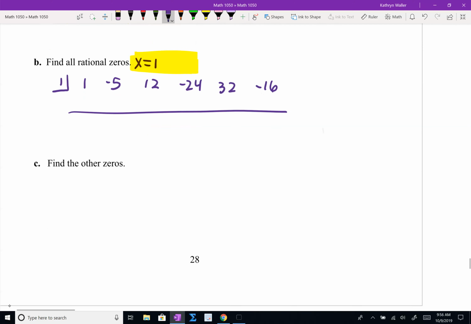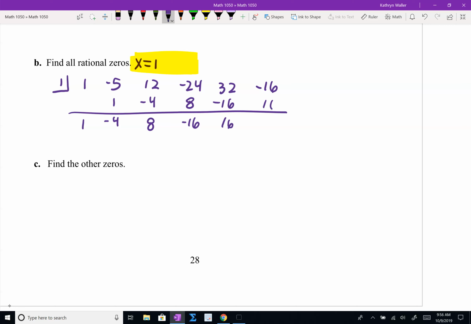Draw your line. What better happened right here, everybody? No remainder, right? 1 comes down. 1 times 1 is 1. Negative 5 and 1's a negative 4. Times 1's a negative 4. 12 subtract 4 is 8. 8 times 1 is 8. Negative 24 and 8's a negative 16. Times 1's a negative 16. 32 and a negative 16 is 16. Times 1 is 16. No remainder.